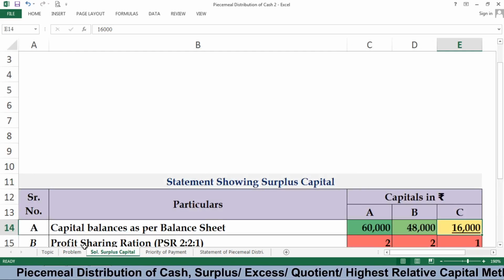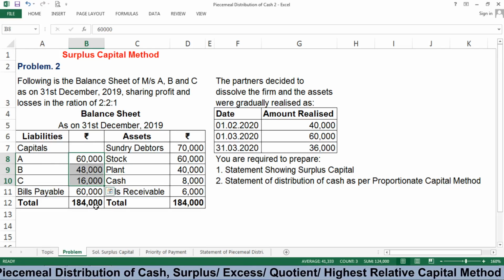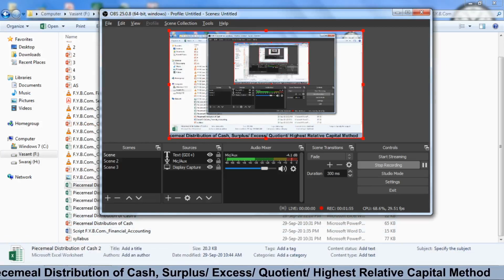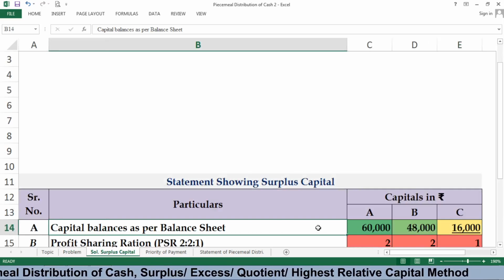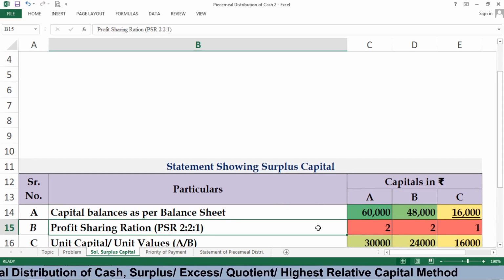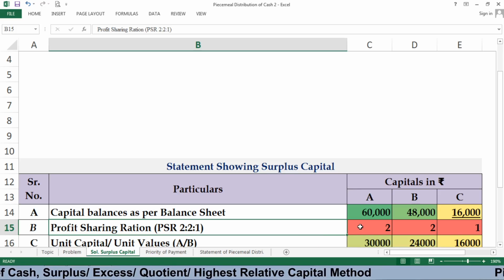After that, you have to mention the ratio. Here the ratio of these three partners is given as 2:2:1, the profit sharing ratio. After that, we have to calculate unit capital. Unit capital means what? If Mr. A has given rupees 60,000 for a share of 2 and B has given rupees 48,000 capital for a share of 2 and C has given 16,000 for a share of 1, that means for a single unit how much amount they give.